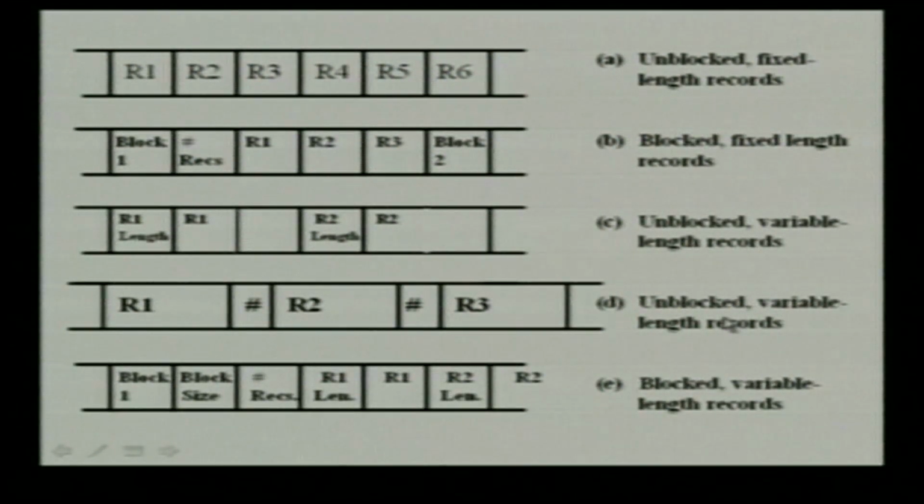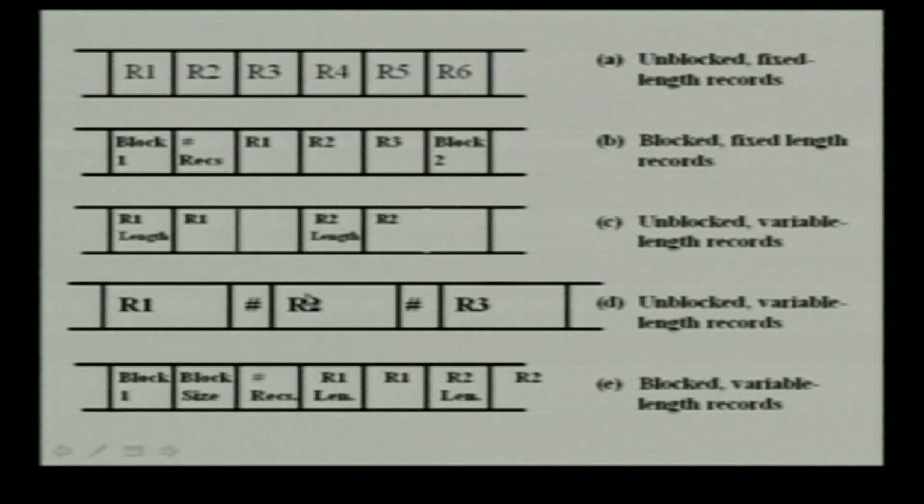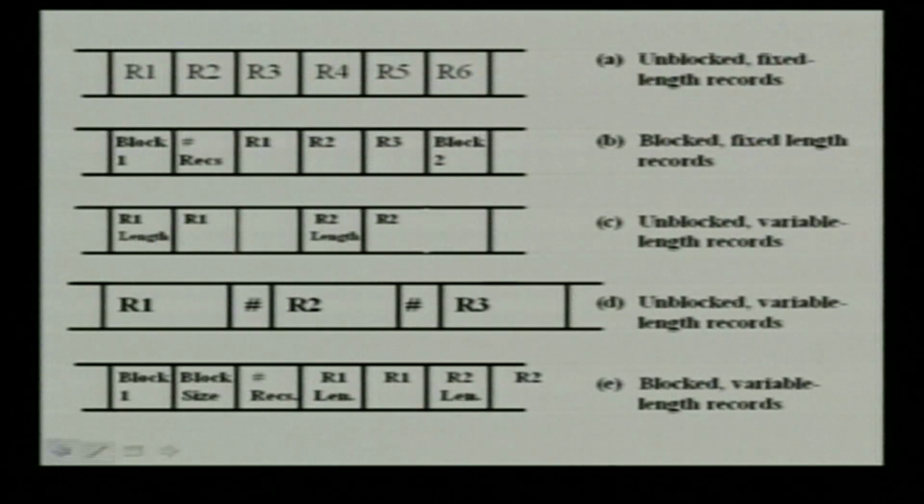Then unblocked variable length records is similar to this. Instead of giving the length, you can also give a hash symbol indicating that this is the end of the record. Otherwise you will not know, because previously it was fixed length, so you knew where the end of the record is. Here you have a special symbol to indicate the end of the record. These two are the same, except the method of indicating the length is different. Here you have blocked variable length. So you have block 1, block size, the number of records and the record length in each case. These are the different variations that you have in contiguous allocation.